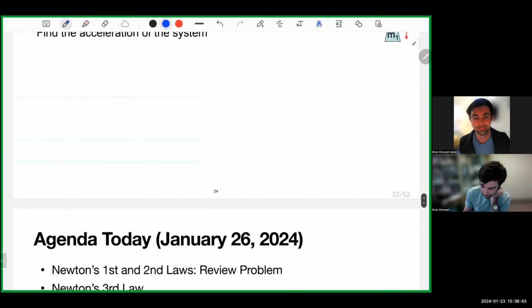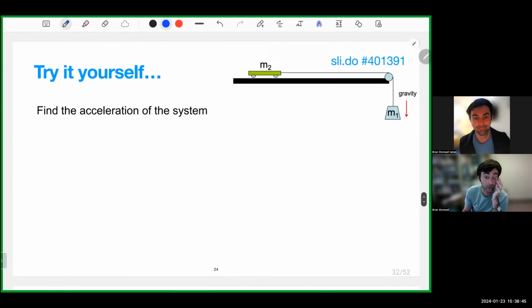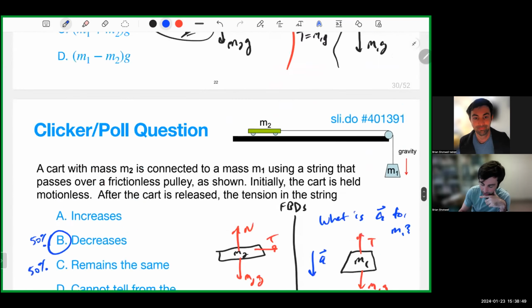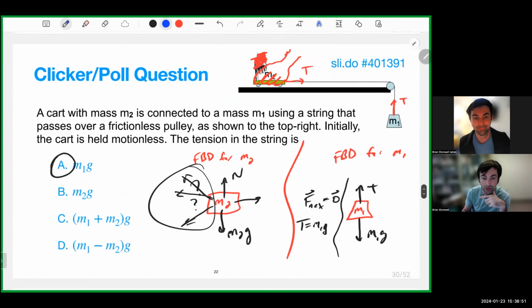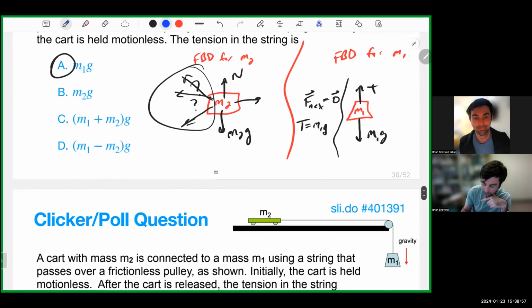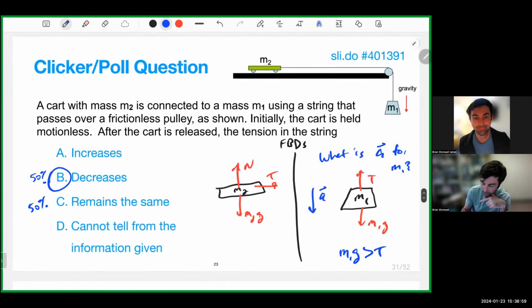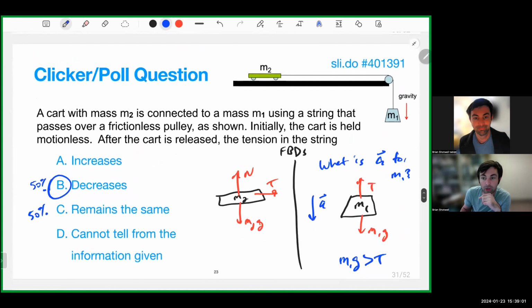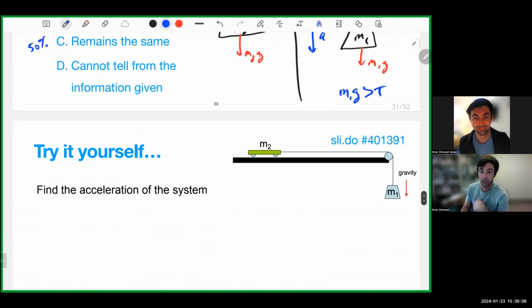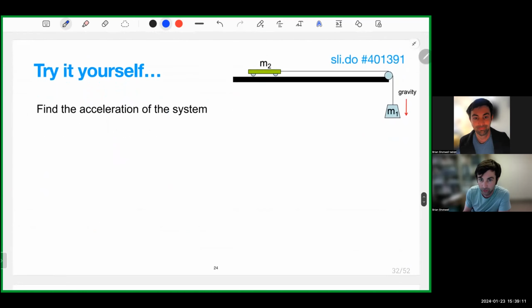Okay, one more problem, and that's the acceleration of this system. So there's no friction. Remember, we had someone holding this mass here in place, and the tension here was m1g. And then we let go of that mass, and we were able to prove that the tension in the cord decreased as a result of that. So if you weren't at lecture or you want to review that, now is probably a good time. Find the acceleration of the system.